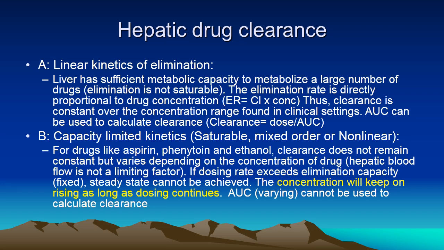The second group is drugs following capacity limited kinetics of elimination. Saturable, mixed order, or non-linear are the other terms used. For drugs like aspirin, phenytoin, ethanol, clearance does not remain constant but varies depending on the concentration of the drug. The concentration of the drug will keep on increasing if dosing frequency or doses are increased. Obviously, area under the curve will also go on increasing and cannot be used to calculate clearance.